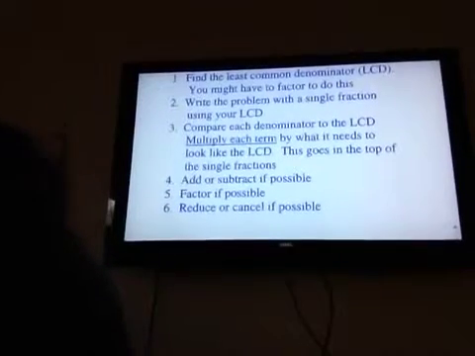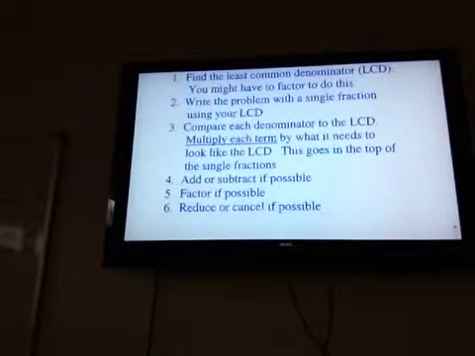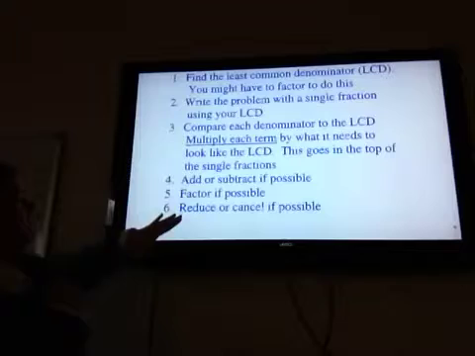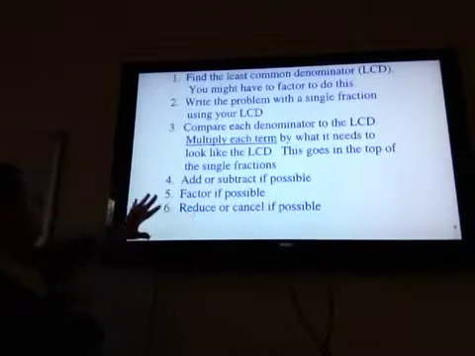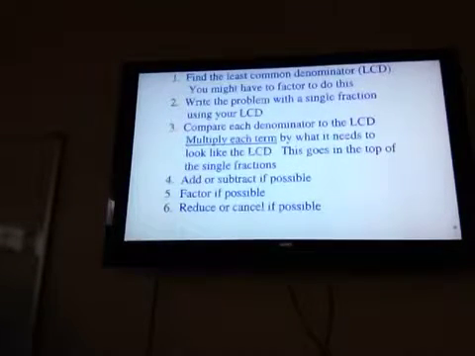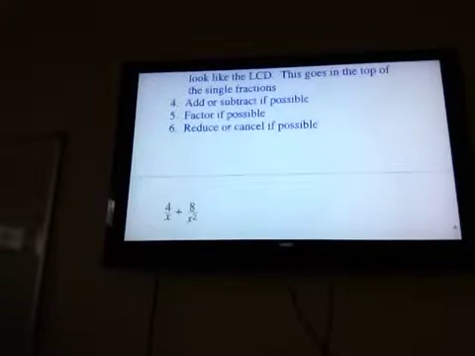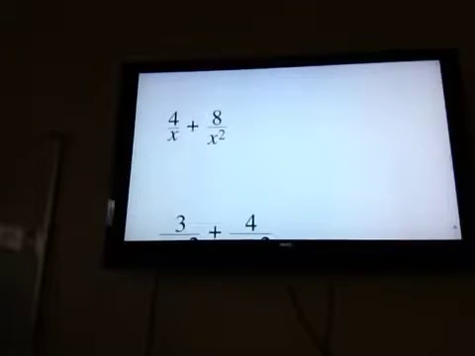A step up, a lot more complicated than the ones we just did, okay? There's part of the process that's the same, but the beginning part is not. Getting your LCD, okay? You'll notice my last three steps are still going to be add, factor, reduce in that order, but these first three steps are a little more complicated. Sometimes the hardest part is finding the LCD, because that's what we're going to do.